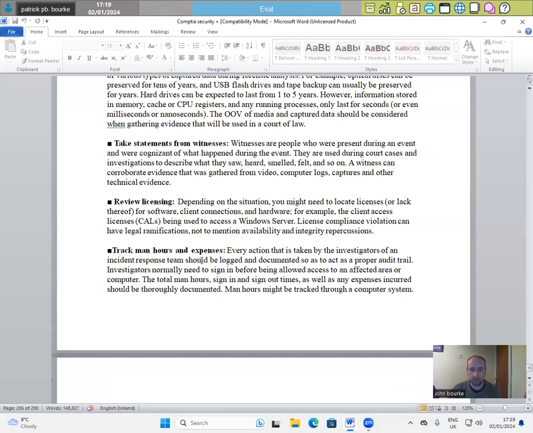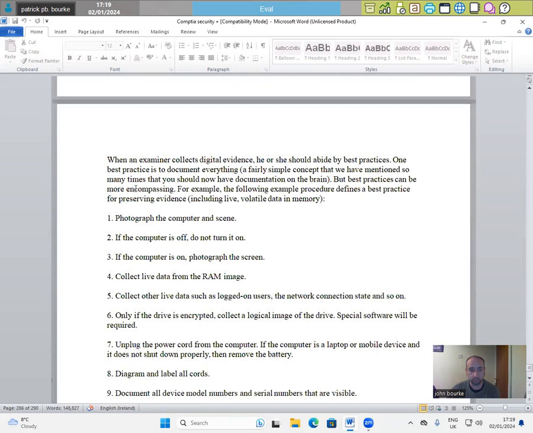Track man hours and expenses. Every action that is taken by the investigators of an incident response team should be logged and documented so as to act as a proper audit trail. Investigators normally need to sign in before being allowed to access an affected area or a computer. The total man hours, sign in and sign out times, as well as any expenses incurred, should be thoroughly documented. Man hours might be tracked through a computer system.